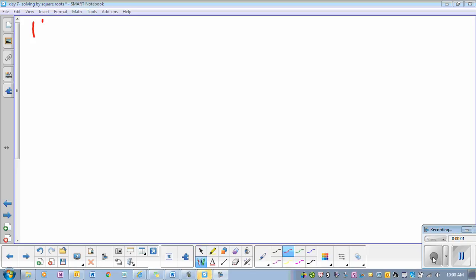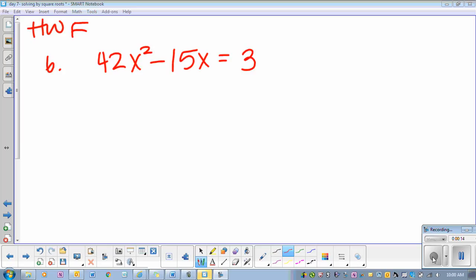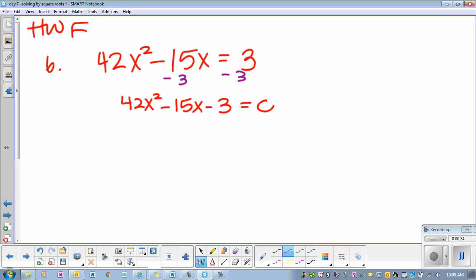We're going to go over homework F, number 6, and number 12. So number 6, we have, equal to 3. But guys, if I'm solving by factoring, it has to equal what? 0. Good. So I need to subtract the 3 over here. And then I have 42x squared minus 15x minus 3 equals 0. Do you agree? Okay.